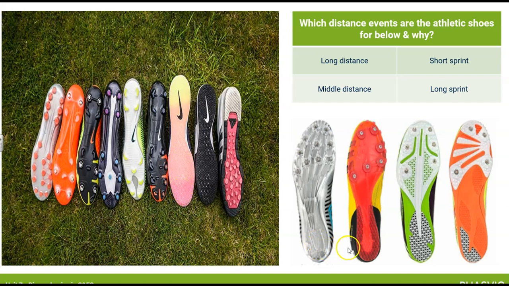And on the right, we've got footwear for short distance sprinters, to the other extreme where we've got a long distance runner. The short distance sprinters would want the most friction and have the most spikes so that they can get the most grip on the floor, on the track.